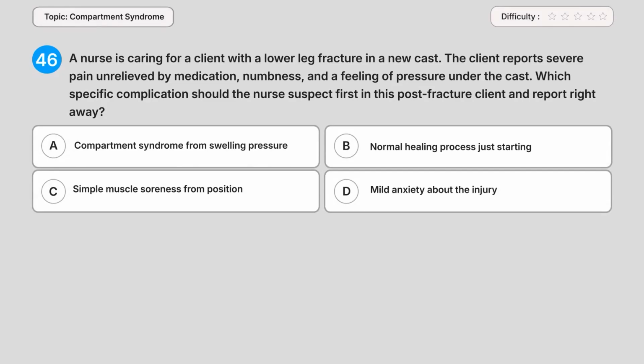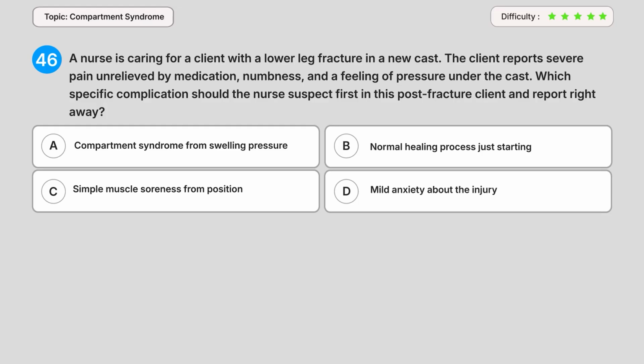46. A nurse is caring for a client with a lower leg fracture in a new cast. The client reports severe pain, unrelieved by medication, numbness, and a feeling of pressure under the cast. Which specific complication should the nurse suspect first in this post-fracture client and report right away?